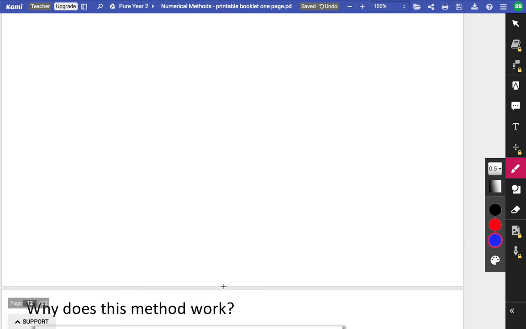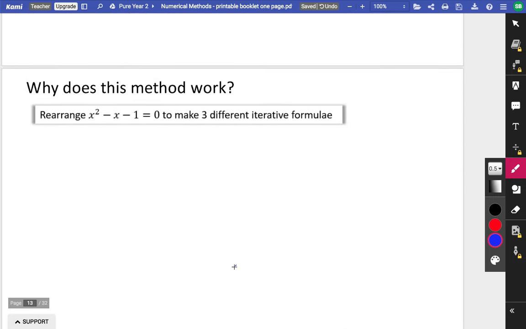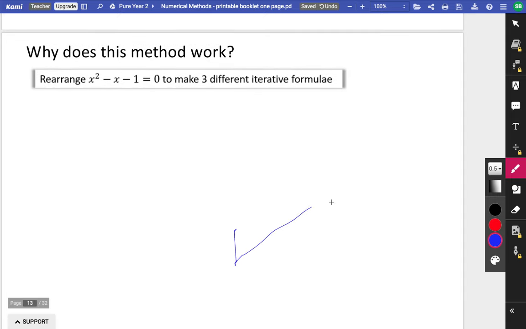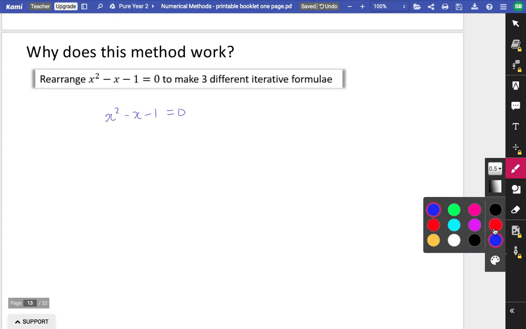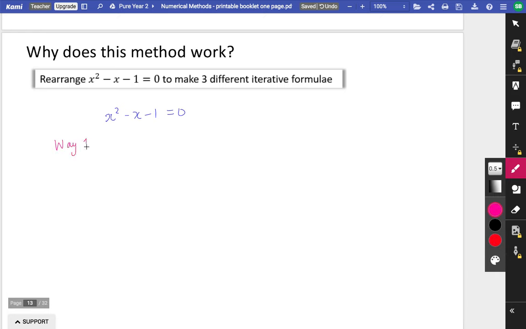Now let's have a look at why this method works. There are a few different ways that you can come up with an iterative formula, because all you really need to do is to make x the subject. So one of the ways we could do this, I have x squared minus x minus 1 equals 0. There's a pretty easy way we could make x the subject. So my first way, let's do this one, let's see if I can do them all in different colours. So way number 1.